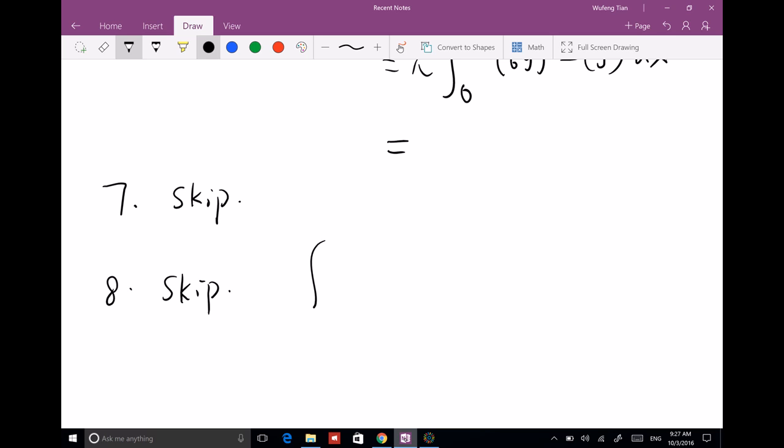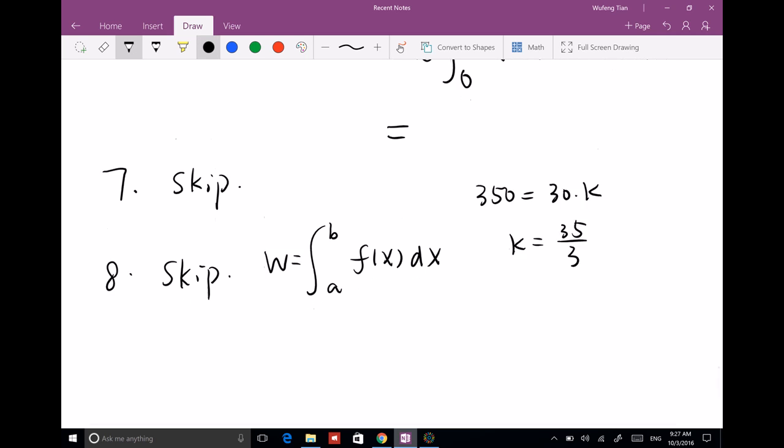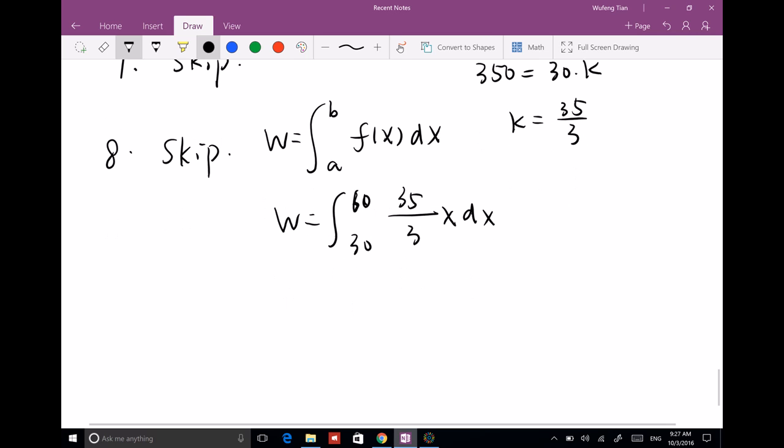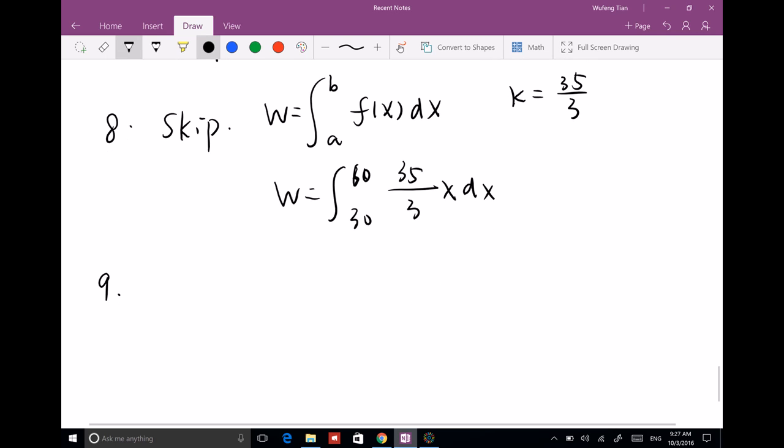So number 8 we can skip, right? Because it's just W equals the integral from a to b of f(x) dx. Well, you use that 350 equals 30 times k. And you find k equals 35 over 3. And you just plug it in, so W equals the integral from 30 to 60 of 35 over 3 x dx. Okay, it's pretty simple.